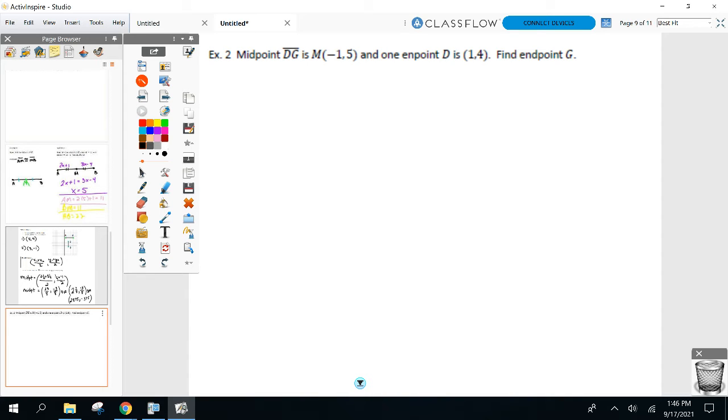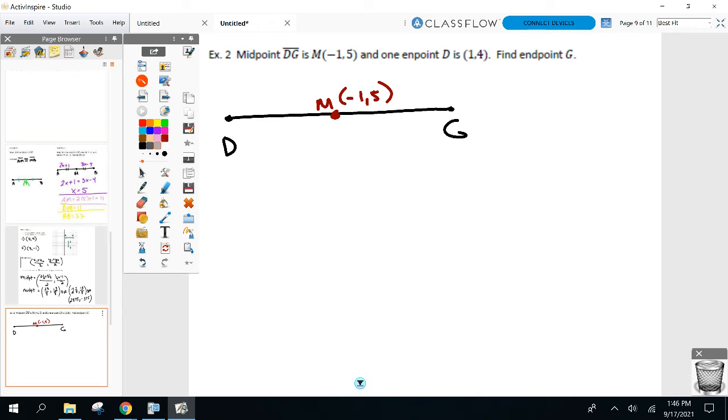So I have a line segment, DG. Just for visual purposes, I have a line segment, DG. M is the midpoint. M is the midpoint. And it has a coordinate of -1,5. That's the middle of this line segment, -1,5. I'll also tell you D has a coordinate of 1,4. Notice how this changes? I want the other coordinate now. What's G? Okay, what's the coordinates for G?